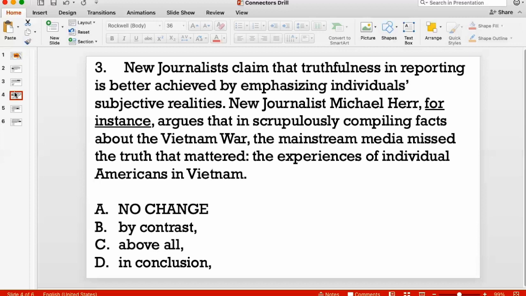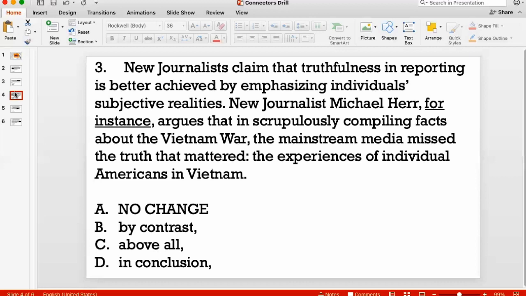But in doing so, while they were scrupulous, they did not get to the truth of what mattered. What mattered, as per a new journalist, is what individual Americans went through in Vietnam. So what mattered was the subjective reality, the subjective experience of an individual American, not just the facts and figures of what happened on the ground. So if you think about it, the second sentence is presenting an example through the Vietnam War of the definition of new journalism presented in the first sentence.